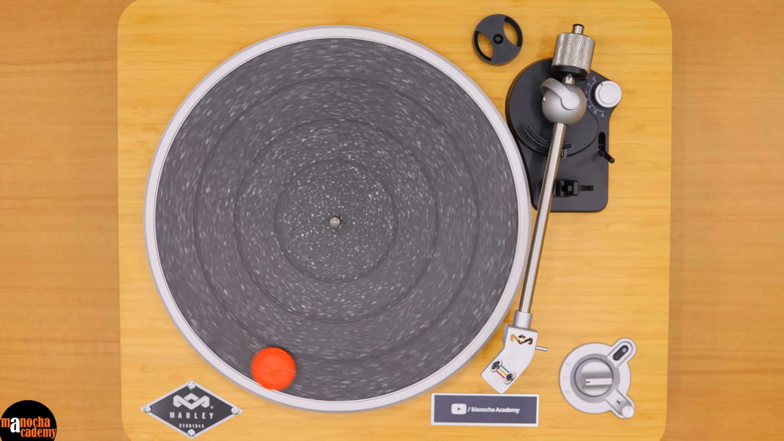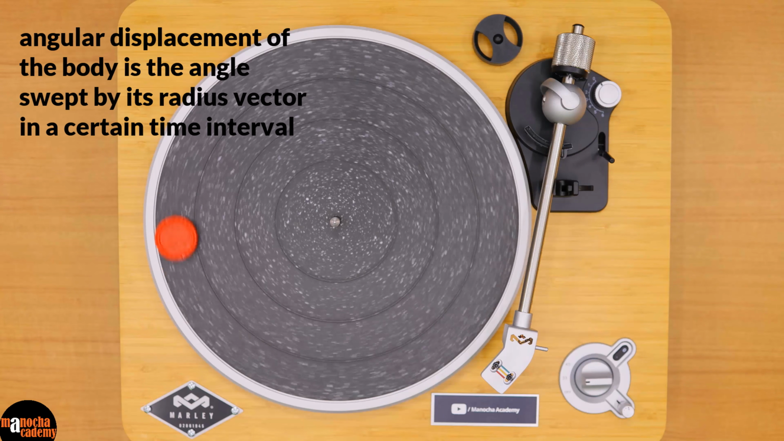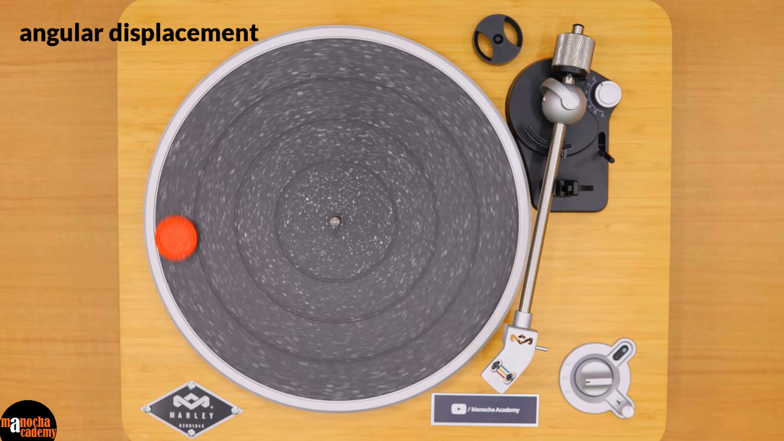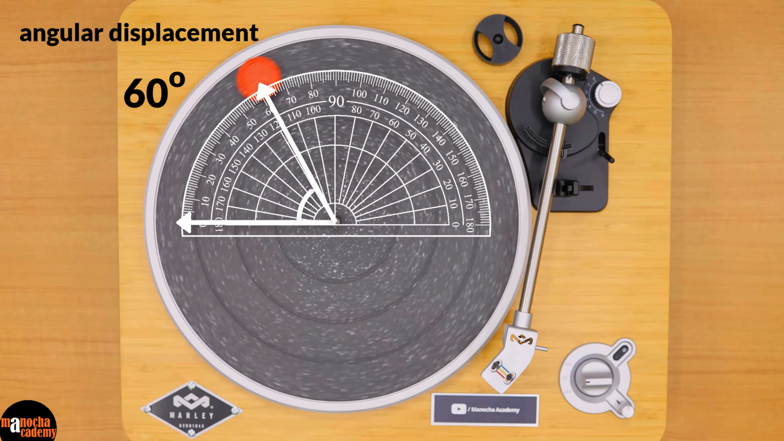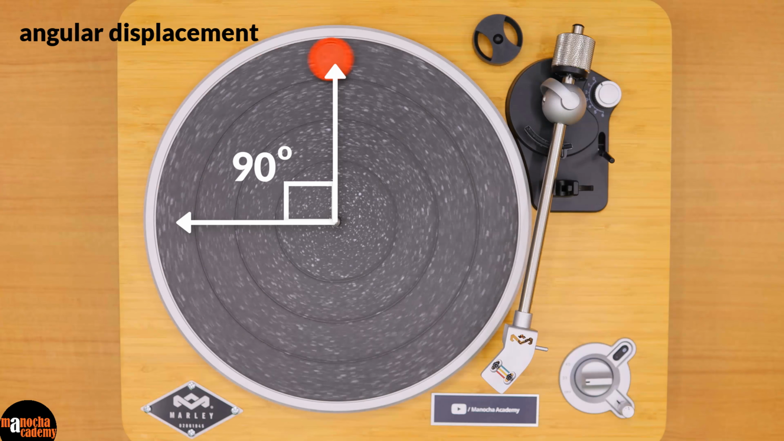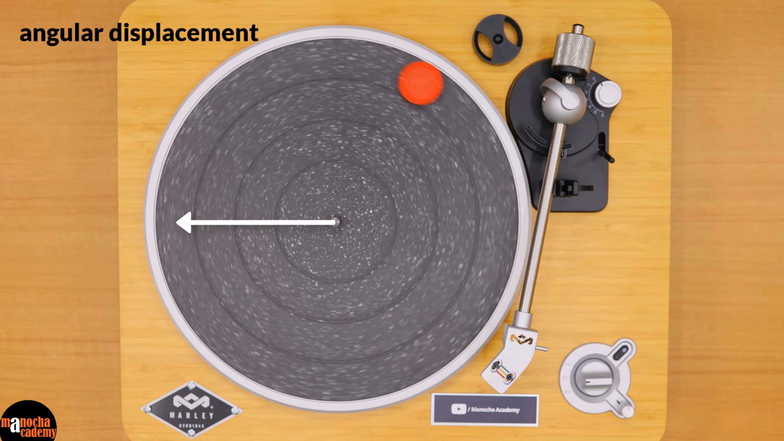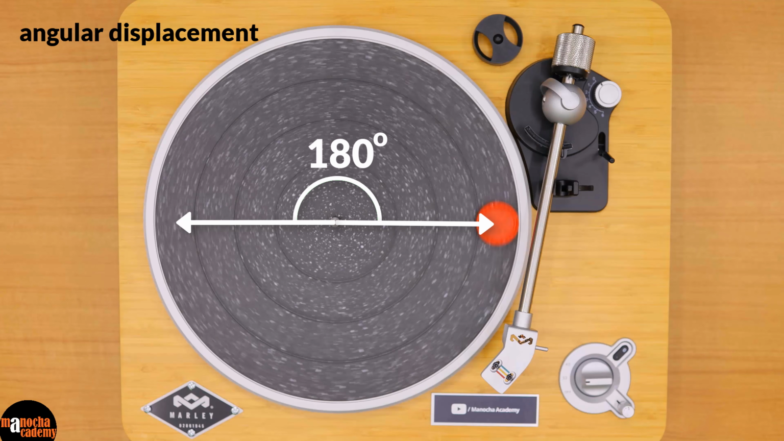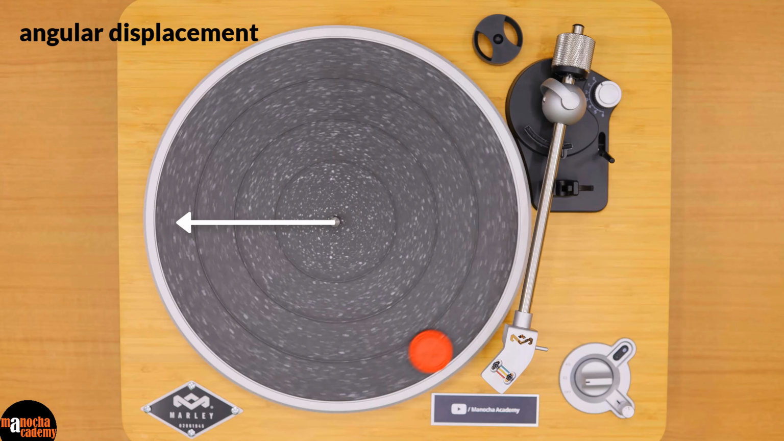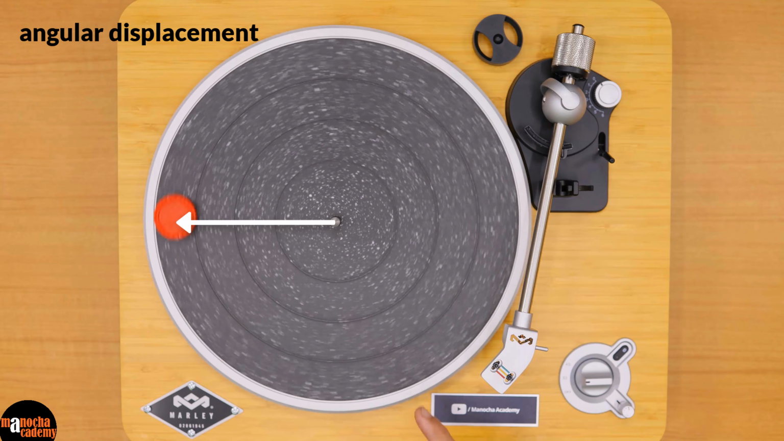We can define the angular displacement of the body as the angle swept by the radius vector in a certain time interval. For example, if the body moves from here to here, then it has covered an angle of 60 degrees. If it moves a little further ahead, the angular displacement is now 90 degrees. Now if it moves here, as you can see, the angular displacement is 180 degrees. And when it completes the full circle, what will be the angular displacement of this coin?